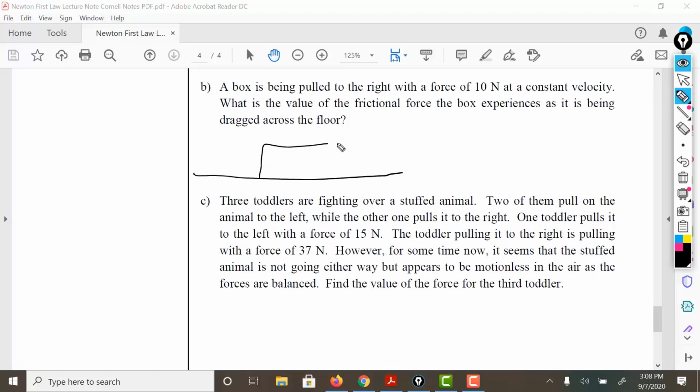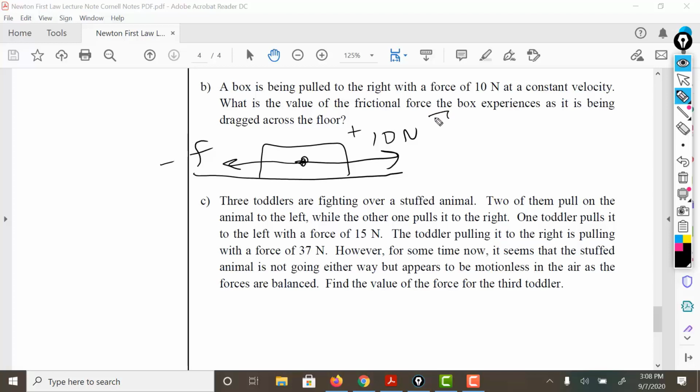I have a box being pulled with 10 newtons and it has a friction opposing it. I'm going to make this be positive, this be negative. Not all the problems are going to be the same, folks. Always set things up, always draw things out.